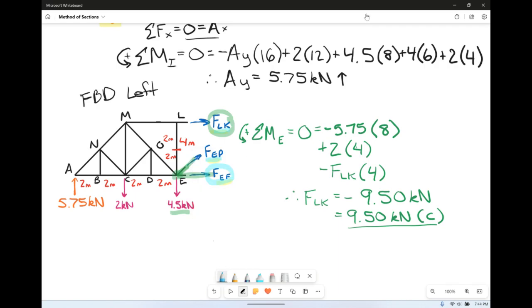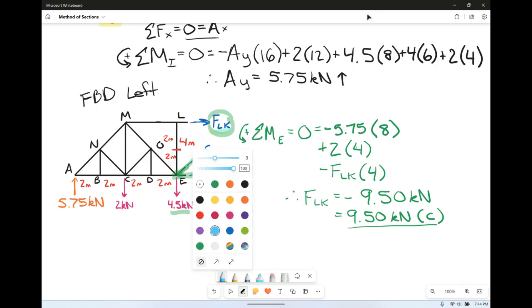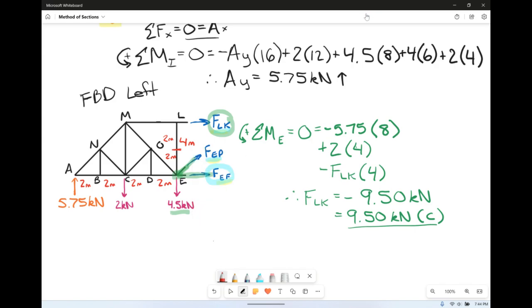So let us actually just do things a little bit simpler. Okay, I notice that I have force LK. That's great. I notice that I have forces horizontally and vertically. That would be nice. But if I do forces horizontally, EP technically has a vertical and horizontal component, and EF also is horizontal. So the best thing to do in this case is to sum the forces in the vertical direction first.